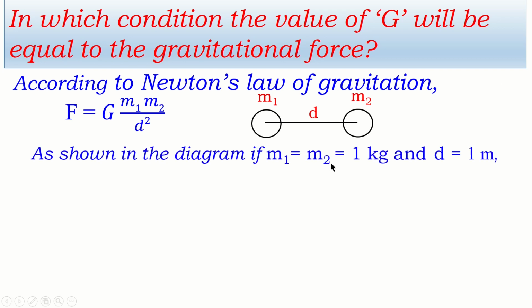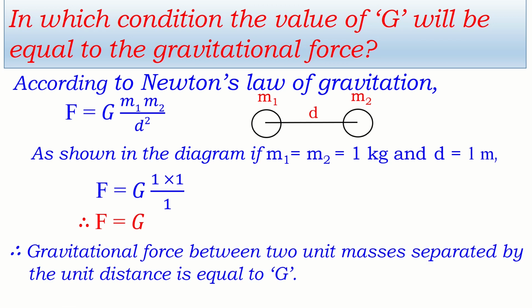If m1 equals m2 equals 1 kilogram and d is equal to 1 meter, then F will be equal to capital G. This m1 is 1, m2 is 1, and d is also 1. F equals G, 1 into 1 divided by 1. It means F is equal to G. This is the condition. What does it mean? Therefore, the gravitational force between two unit masses separated by the unit distance is equal to capital G.